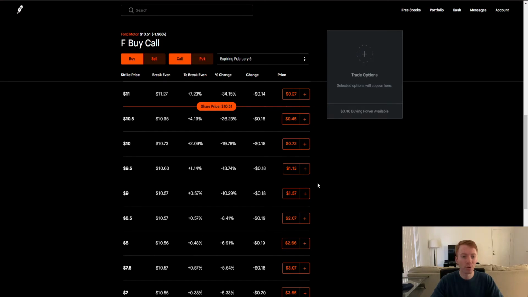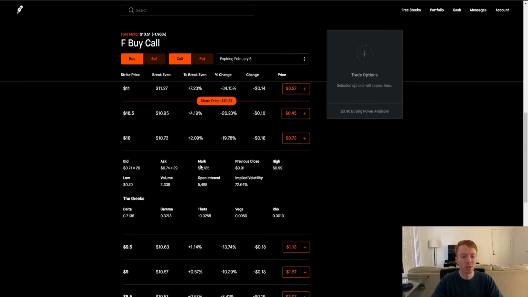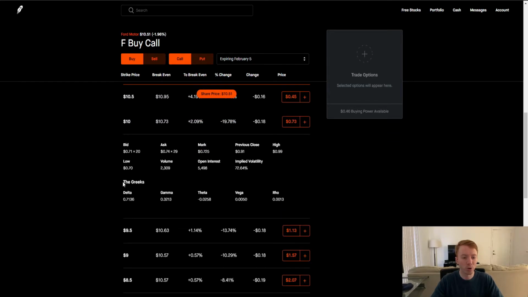So if we want to trade the options and we look at this $10 call right here, if we click on this and dig into it a little bit more, we have this whole section called the Greeks. Again, you can see this on the app version of Robinhood as well. We'll see the delta is 71 cents. That means if this share price goes from 10.51 to 11.51, this 73-cent premium will be worth 71 cents more. So this will be worth 1.44 instead of that.